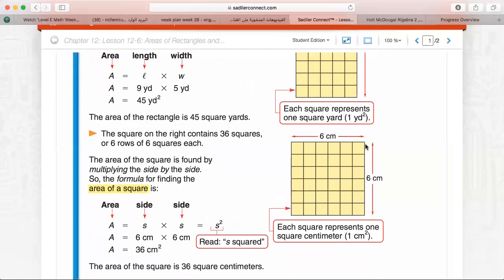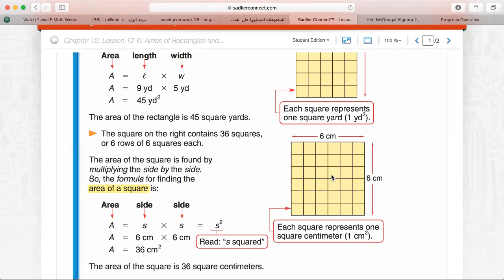The area of the square is found by multiplying the side by the side. Like here, the rectangle, I multiply the length by the width. Here, I'm going to multiply the side by the side. Why didn't I say length by width? Because in the square, all its sides have the same length. That's why I do not say length and width in a square. I say the side of the square.